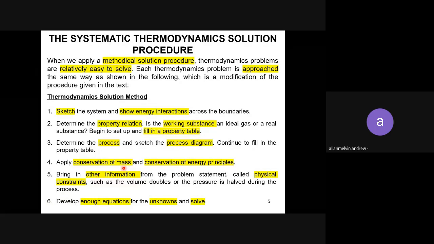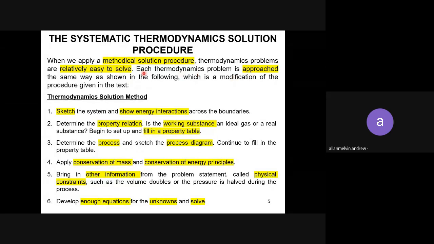Okay, the systematic thermodynamic solution procedure. This is one of the important parts of the energy analysis because you need to do it step by step. Kamu kena buat step by step so that you won't miss out anything. Sebab itu saya tulis dekat sini systematic. Systematic means step 1, step 2, step 3, step 4 so that you know what to do next. So we call it a systematic thermodynamic solution procedure. So how you can do energy analysis practically. With a methodical solution procedure, thermodynamic problems are relatively easy to solve. Because normally the question will be given, then you need to calculate something. If we follow this step by step, it is easier to solve.